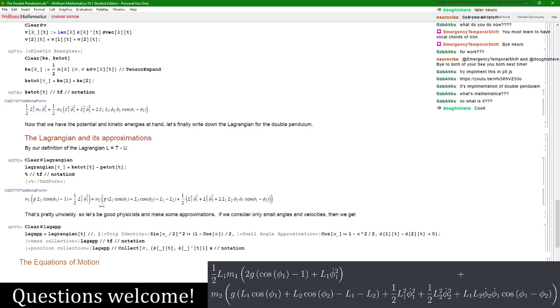But it's pretty unwieldy. We have some cosines of our angles and squares of our velocities and more cosines, and a product of these, and the cosine of the difference between the angles. And if you recall from our studies of the single pendulum, the only way we can get an analytic solution for the single pendulum is to assume it only swings in small angles.